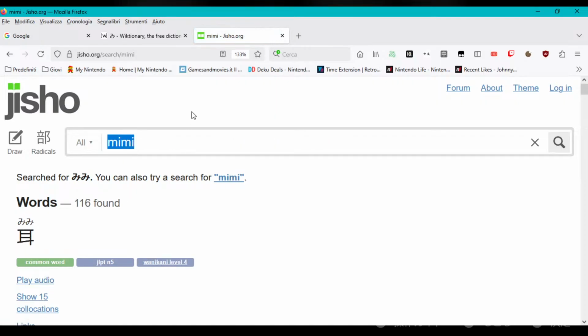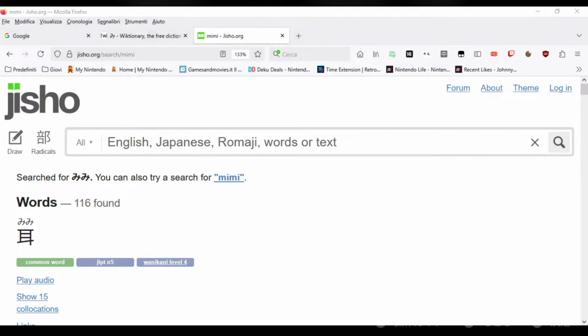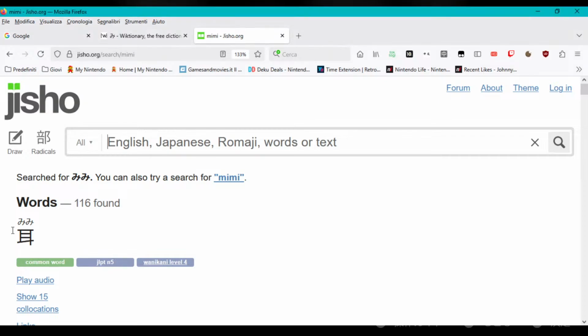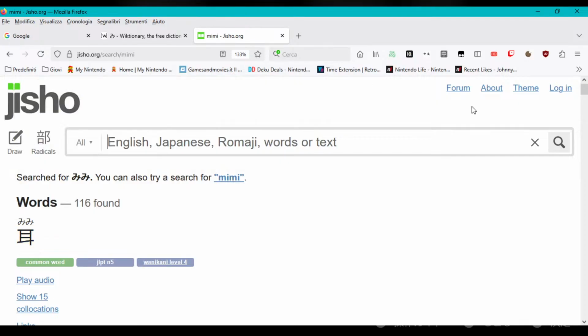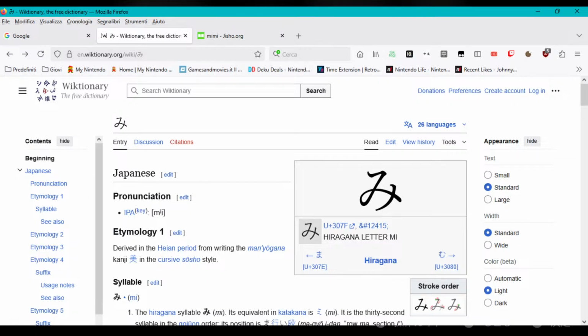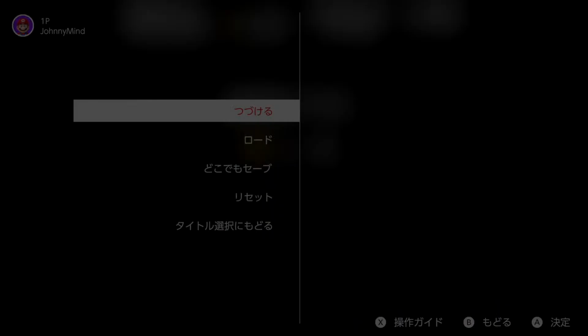And last but not least, we see a body part, funnily enough, mimi. Accented on the last one, means ear, and of course then extended meanings based on that, but the fundamental meaning is ear. Okay, now we can actually go back to Super Mario Bros.